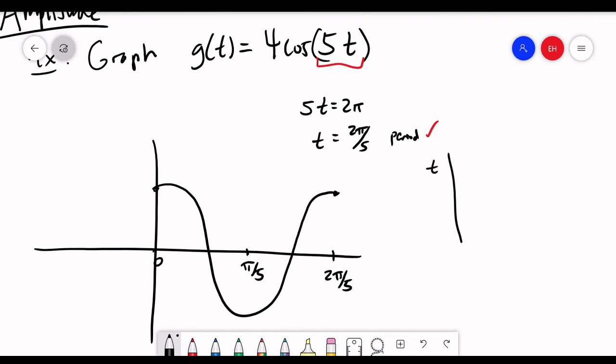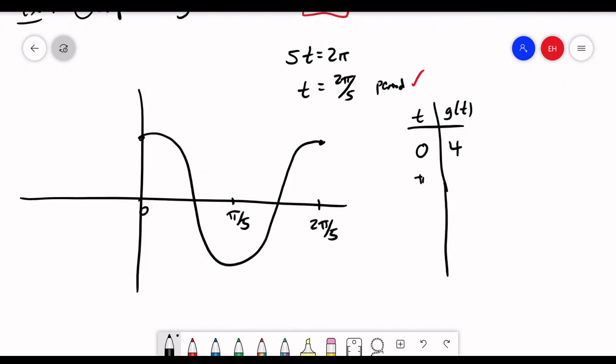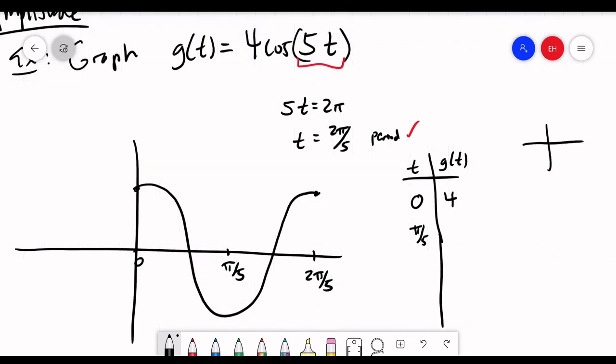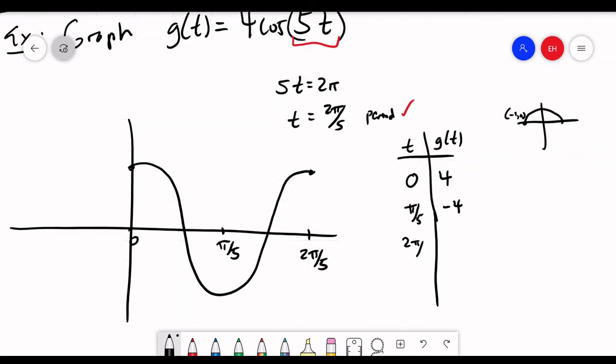Okay, now the amplitude. One way to look at it is if we put in a few of these points. When t is 0, then 5 times 0 is 0, so cosine of 0, if we look at the unit circle, we know that cosine of 0 is 1, but then the whole thing is times 4. Now we put in pi over 5, we get 5 times pi over 5, which is pi, and cosine of pi on our unit circle, that's the point -1, 0, and the cosine is the x-coordinate, so it's -1, but then it's multiplied by 4 on the outside, so it's -4. So then I have the point pi over 5, -4.